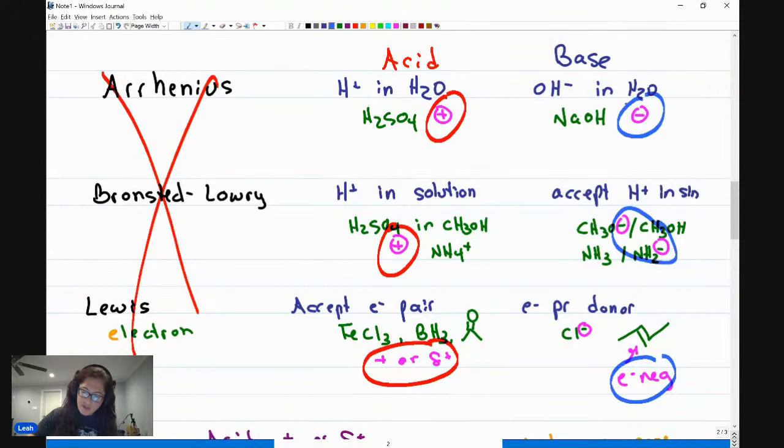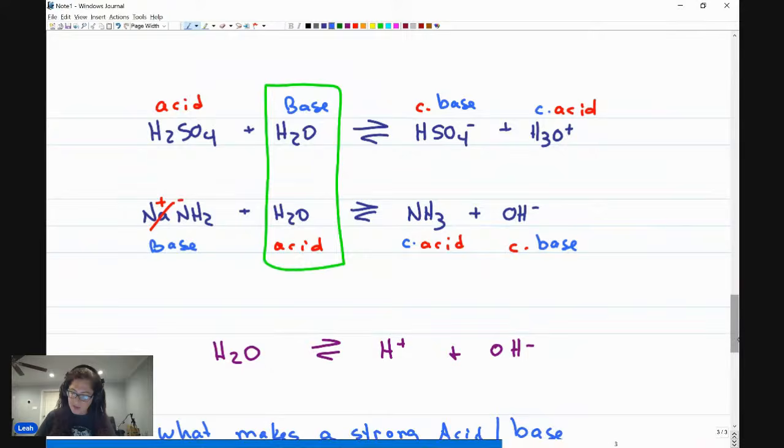If your job is to accept a proton, meaning to have a negative charge that can accept a proton, and that applies to these two, or to donate your pair of electrons to accept a proton, the more likely you are to accept a proton, the better you are at your job. The better the base is at being a base.